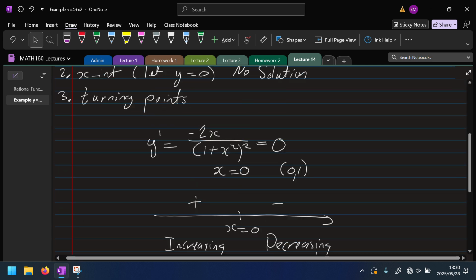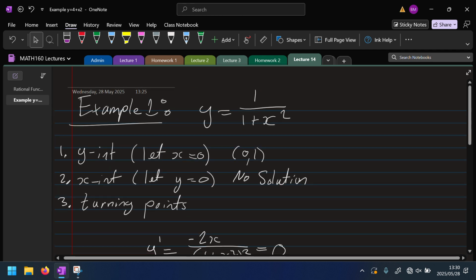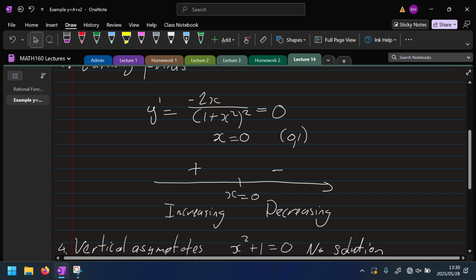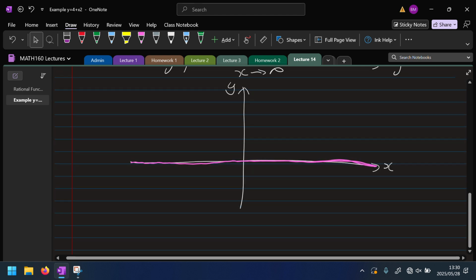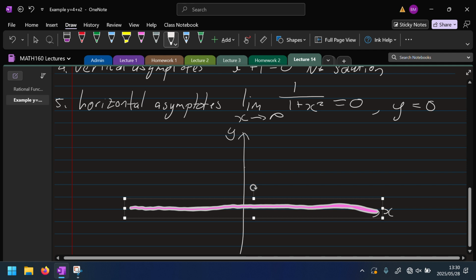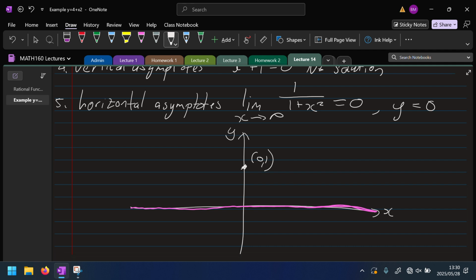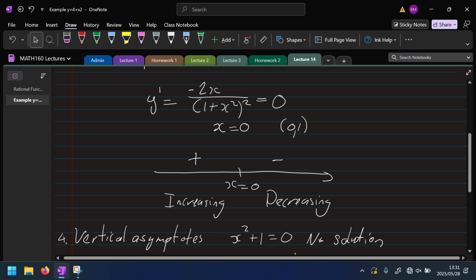Okay, so we've got that done. Now let's put in the points that we know. We know that there's a y-intercept at 0, 1, and 0, 1 is also the turning point. Okay, so let's put that here. 0, 1. Okay, so that's the y-intercept. It's also going to be the turning point. Now, before the turning point, the function is increasing up to the turning point. Then after the turning point, it's decreasing. Right? We got that from our number line.